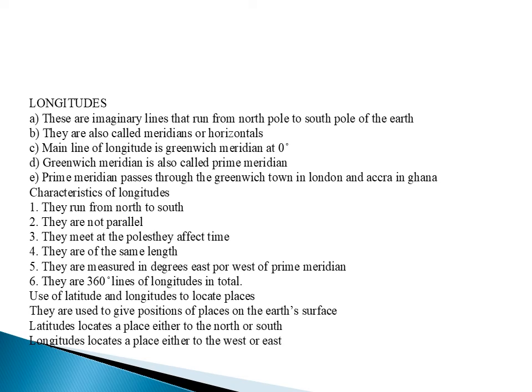The prime meridian passes through Greenwich town in London and Accra in Ghana. So it is a line that runs from Greenwich town in London down to a town also in Ghana called Accra.